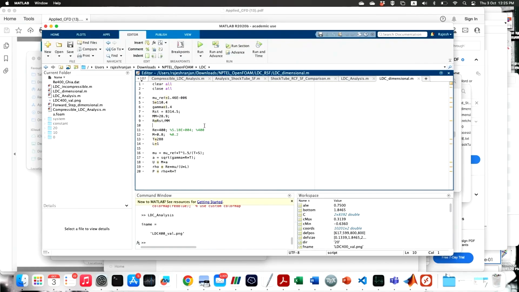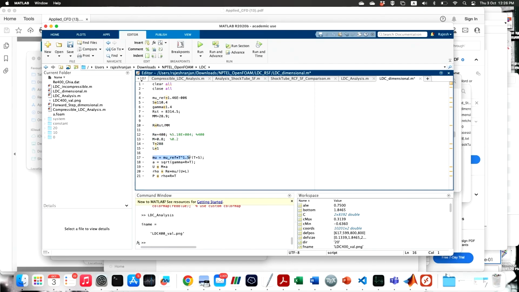Yeah, so this is a little MATLAB code. I am giving you the mu reference, as this is for the Sutherland's law. Gamma is 1.4, universal gas constant is 8314.5, molecular mass is 28.9. From the molecular mass and universal gas constant, you get the specific gas constant, which is R equal to R_universal by molecular mass. And then these are the conditions given.